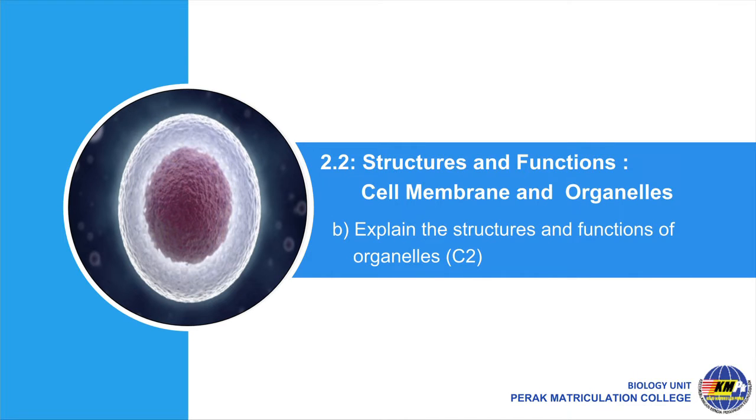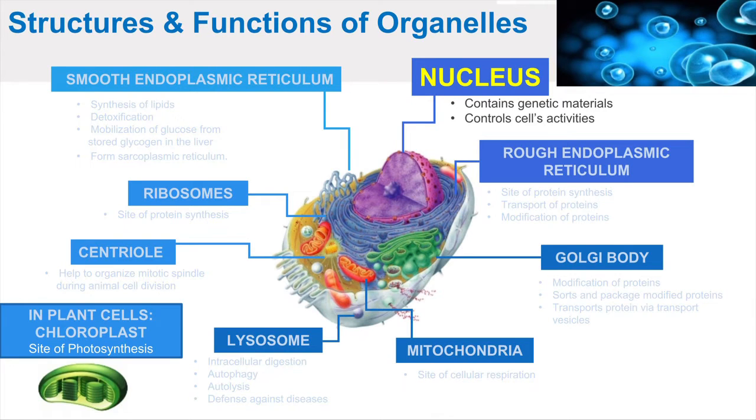Next we will learn the structures and functions of organelles. Now we will look at the nucleus. The nucleus is the information center of the cell and is surrounded by a nuclear membrane in all eukaryotes. A cell normally contains only one nucleus. It contains genetic materials and controls the cell's activities.